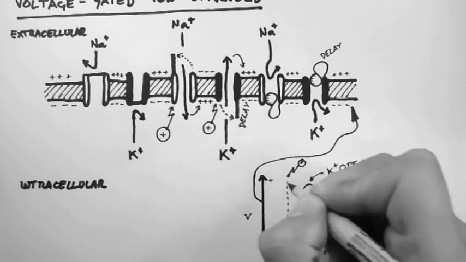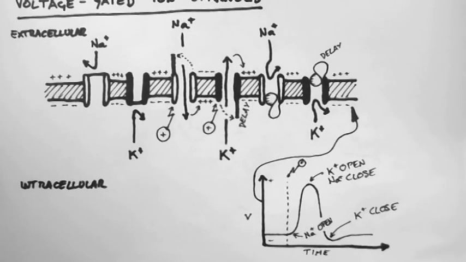In the next video, we will look at how action potentials propagate along a membrane such as an axon.